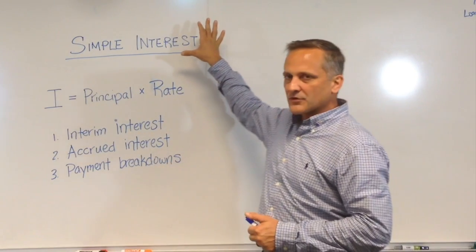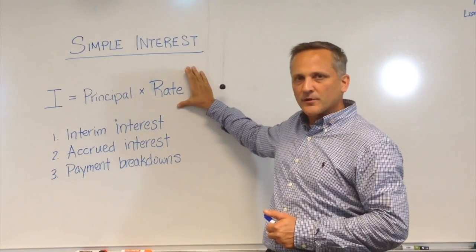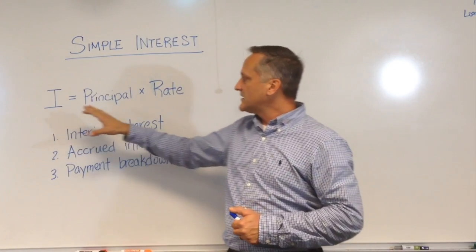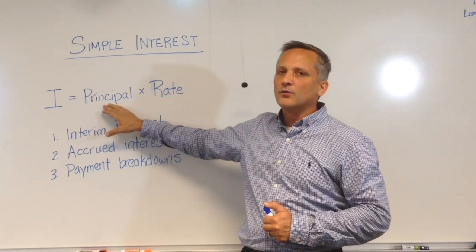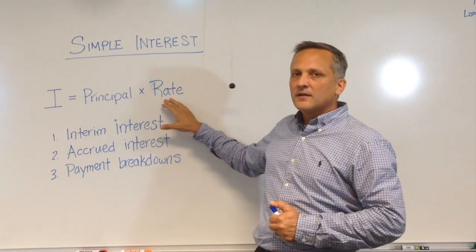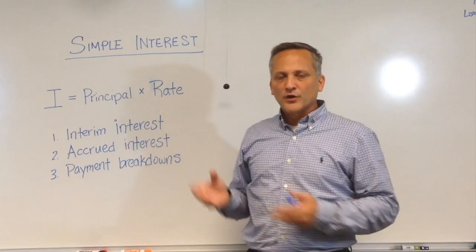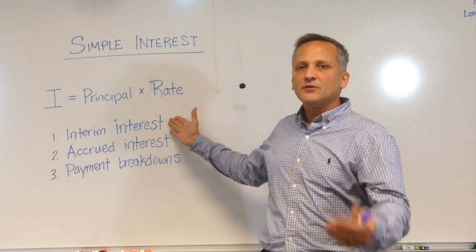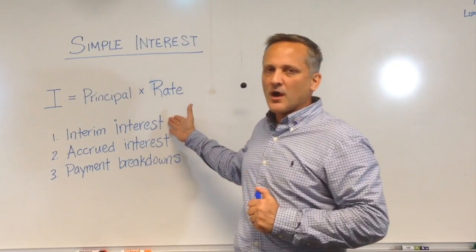So within simple interest, we have a very simple formula that says the interest charged per year is equal to the amount you borrow times the rate. And the 3 applications we're going to apply this to are interim interest, when you get a new loan to help you purchase a property.